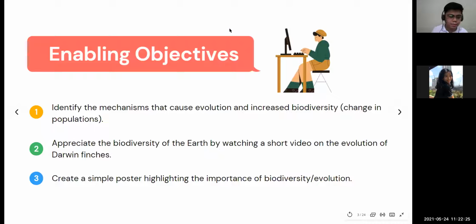Okay, lastly, the output for today is to create a simple poster highlighting the importance of biodiversity and or evolution. Okay, so those are the objectives for today.